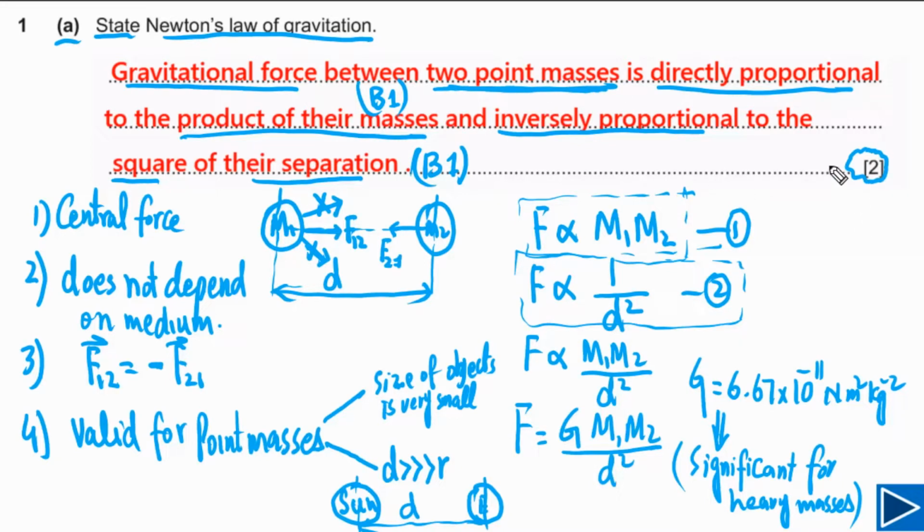Sometimes this question has 3 marks and 1 mark will be only for point masses. If you mention point masses, you will get the 3rd mark, otherwise you will not get it. So when you define Newton's law of gravitation, you have to be clear: it is the gravitational force between two masses that is directly proportional to the product of masses and inversely proportional to the square of distance between them. I hope it is now very clear to you. Let's move on to the next part.